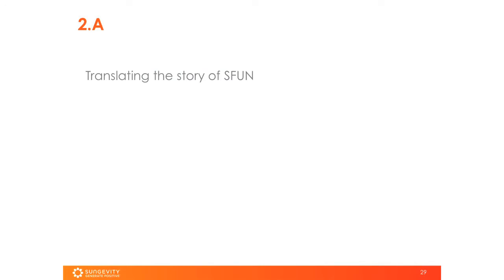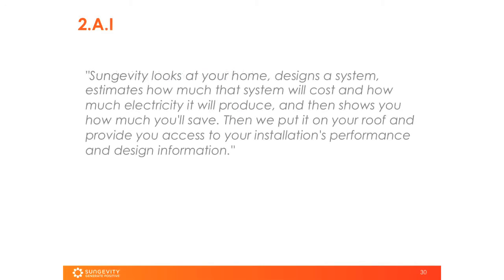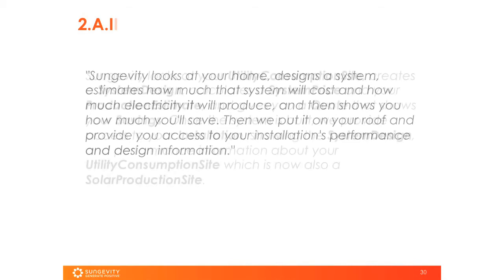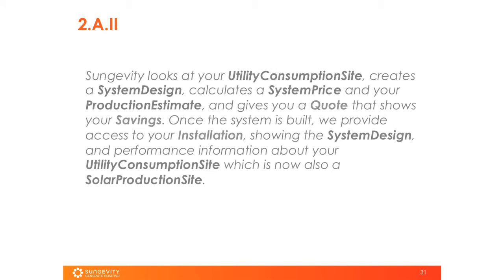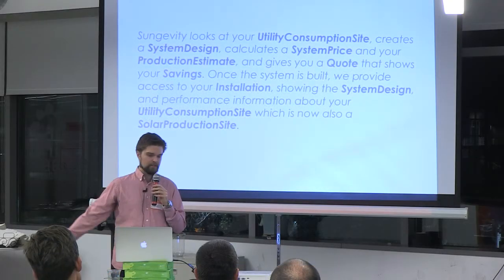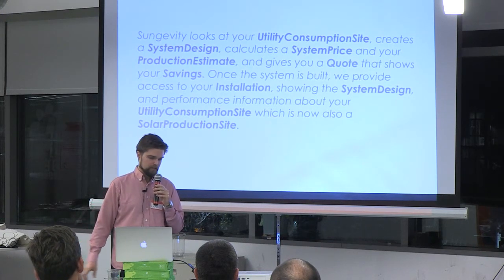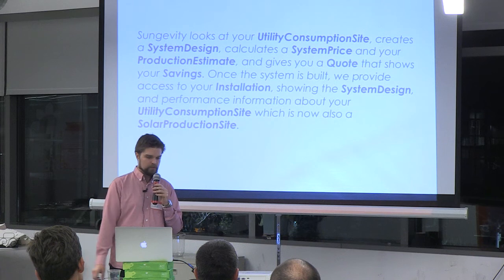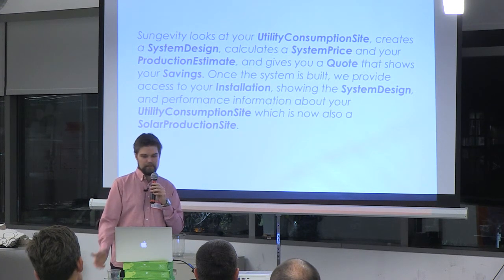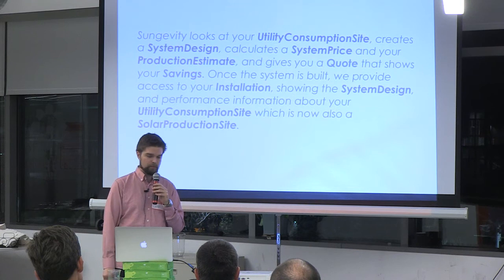So back to the story of this value proposition, this core product that Sungevity provides, we can identify components of it that are semantic domains, sets of real-world objects. So giving them names, Sungevity looks at your utility consumption site, creates a system design, calculates the system price, and your production estimate, and gives you a quote that shows your savings. Once the system is built, we provide access to your installation, showing the system design, utility consumption site information, and now your utility consumption site is also a solar production site that provides some kind of monitoring access.